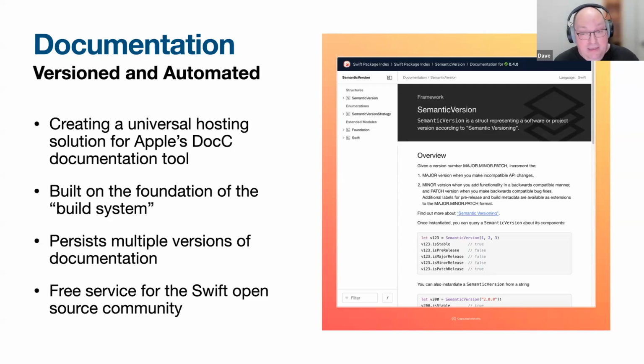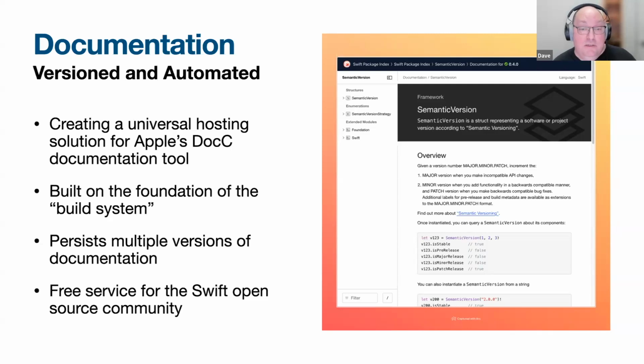And this, again, would not have been possible without that foundation of the build system, which is doing all the compatibility checking, because in order to generate documentation, you have to have a successful build first. And at that point, you can then generate documentation. And so it fit well with what we were already doing, but we also wanted to host documentation, because by default, DocC will generate documentation locally for developers and install it on their local machine. It will generate a web version of the documentation, but it doesn't host that for you.